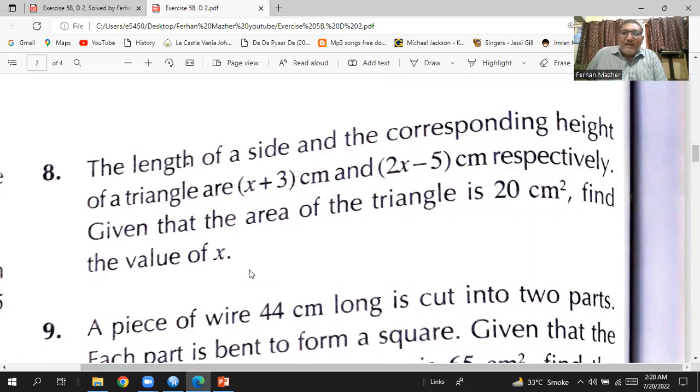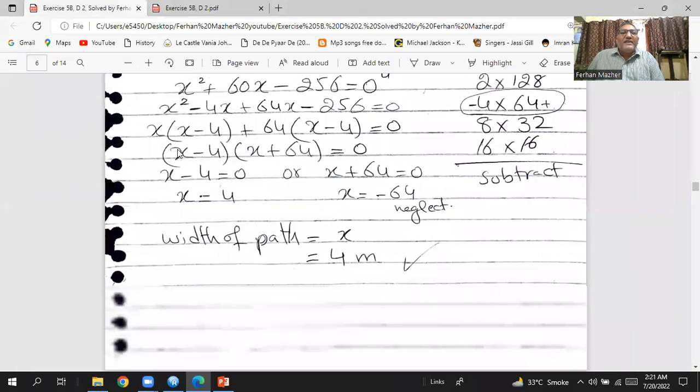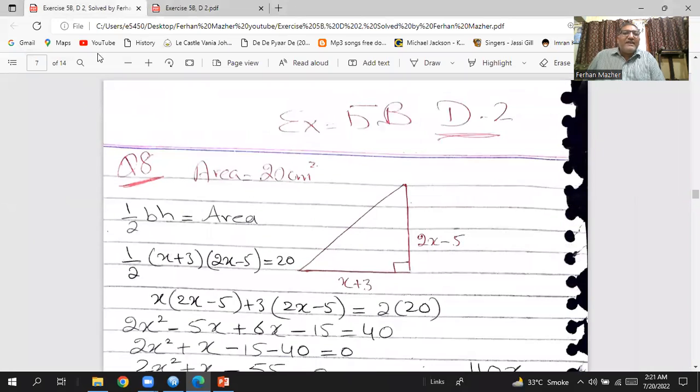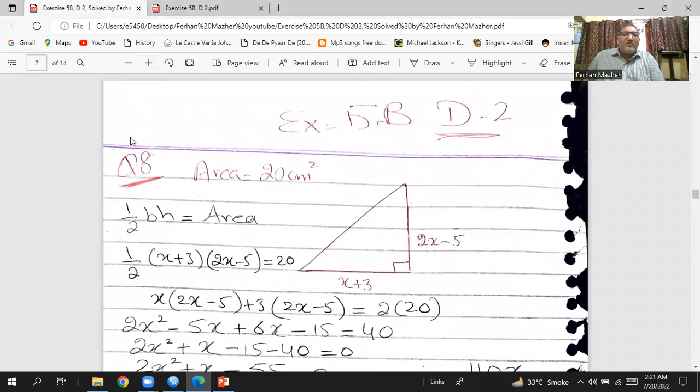height of a triangle are x plus 3 and 2x minus 5 centimeter respectively. Given that the area of the triangle is 20 centimeters square, find the value of x. Okay, you know the area of the triangle is very simple. It is 1/2 into base into height. So here the base and the height are given. So I hope you can see this question. So the base is x plus 3 and the height is 2x minus 5.